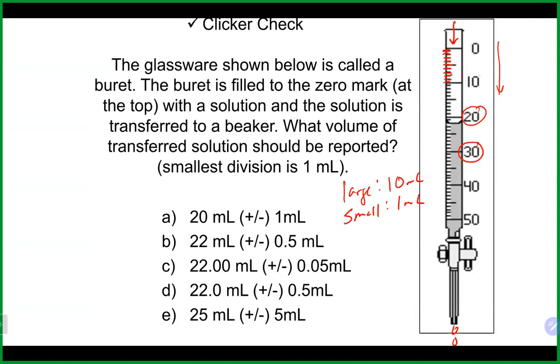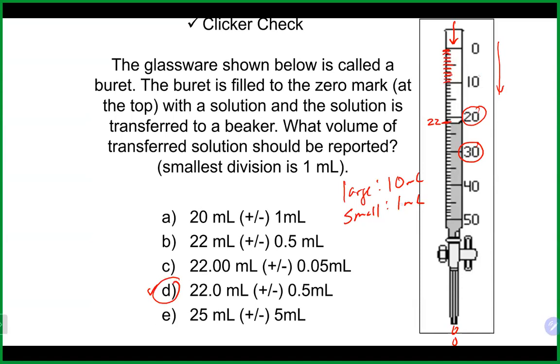So if we look at our meniscus, it's right about there. And that's right at the 22 marking in this case as it increases going down. What should the recording be here? A, B, C, D, or E? I said D. You said D. Anybody else? Yeah. D as well? Okay. So D is the correct one.